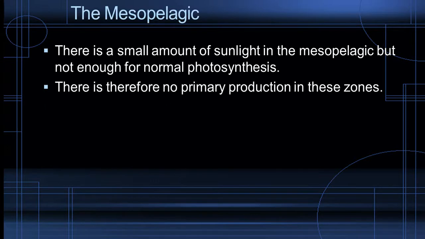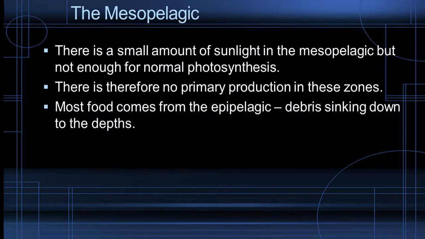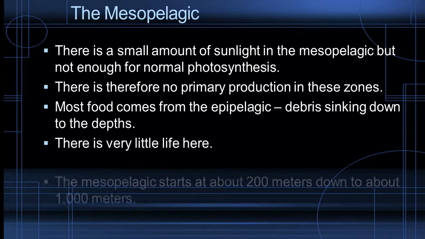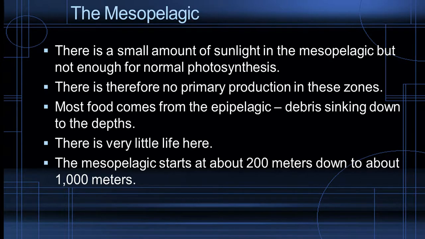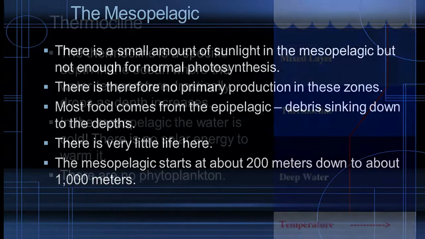No primary production, obviously, no photosynthesis. Most food actually comes down from the epipelagic. It's debris that's sinking down into the depths. Very little life here, but interesting life at that. It's at about 200 meters down to about 1,000 meters. So I think you might want to write that part down. How deep is it? Down to 1,000 meters. 200 meters is where the epipelagic ends, and then we get to the mesopelagic.